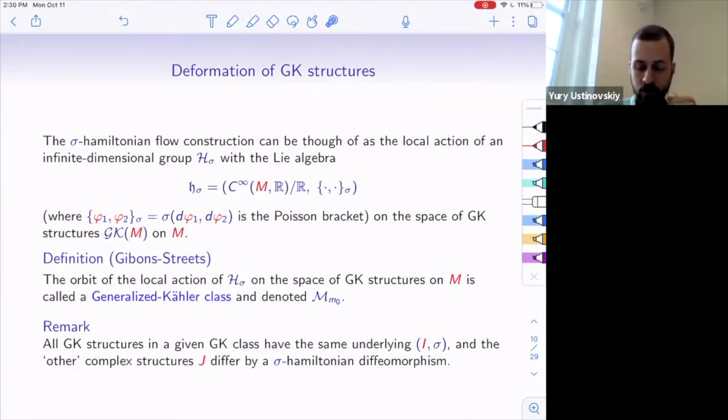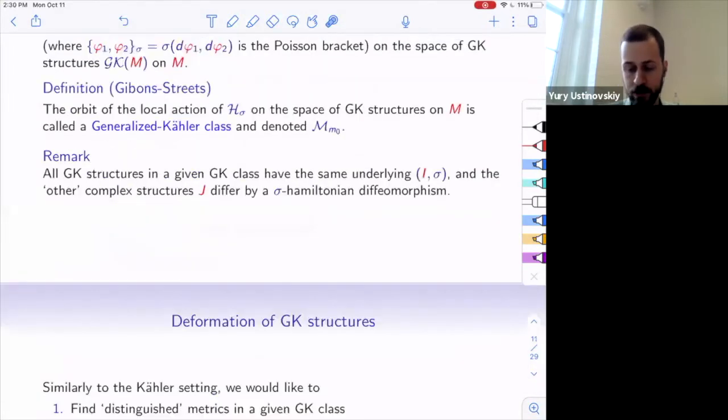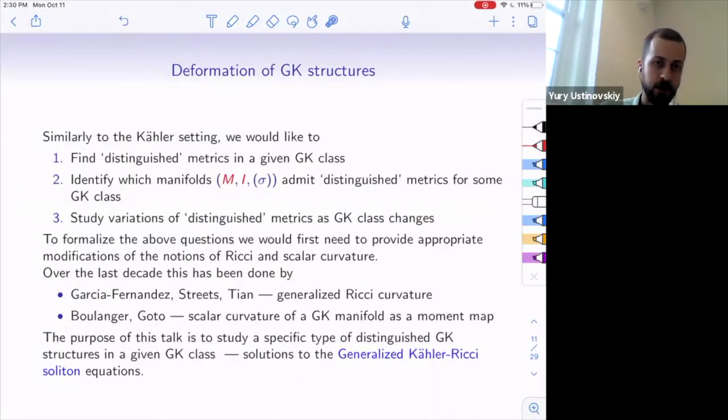And again, in a given generalized Kähler class, we have fixed complex structure and fixed Poisson structure. So once we have a notion of generalized Kähler structure and generalized Kähler class, we can ask the same type of questions as we did in Kähler settings. So we might want to find distinguished metric in a given class.